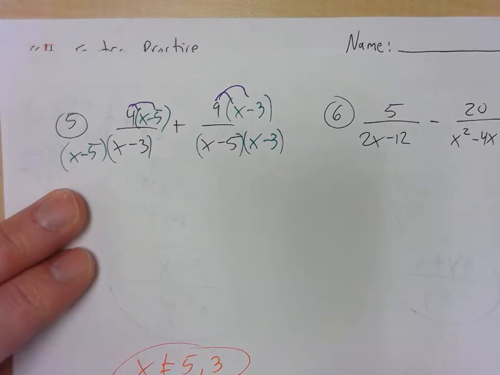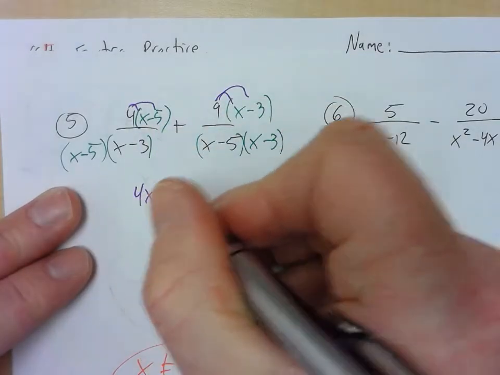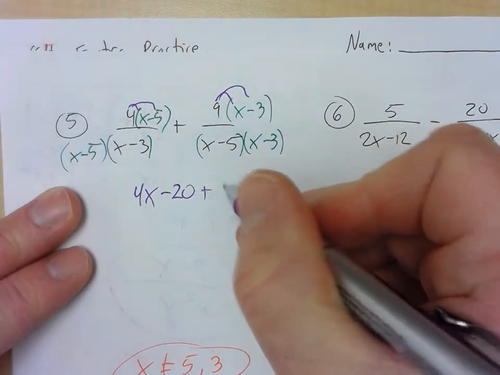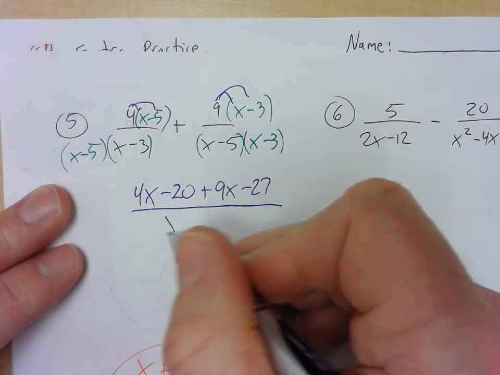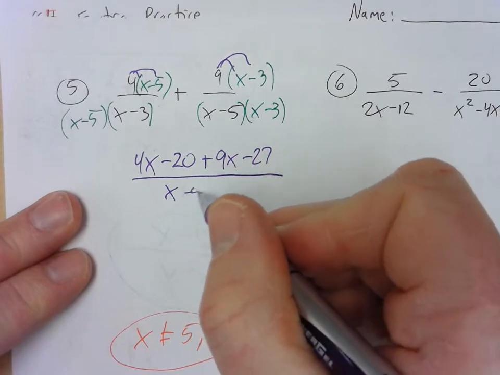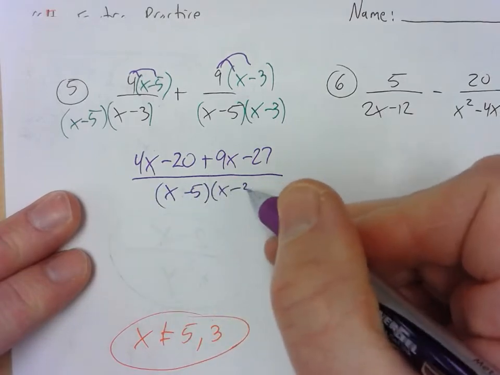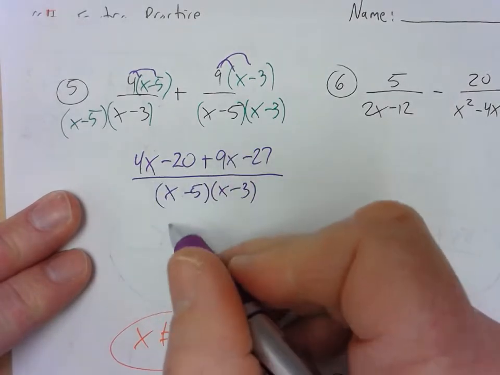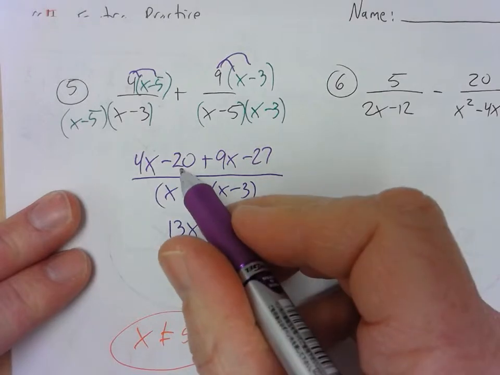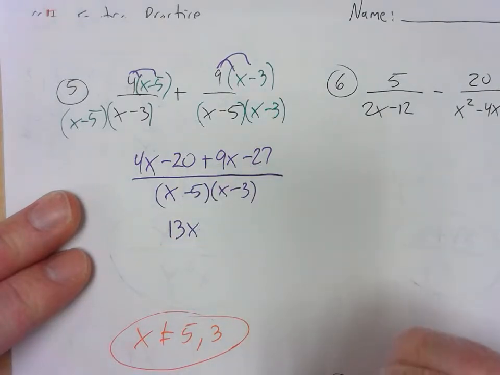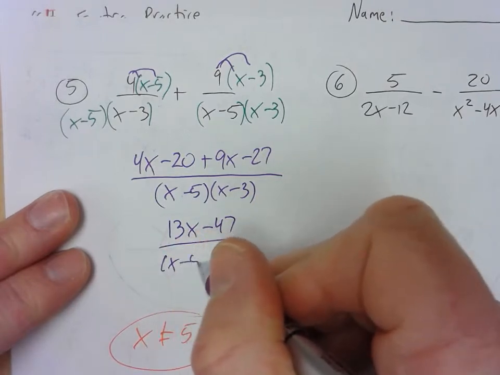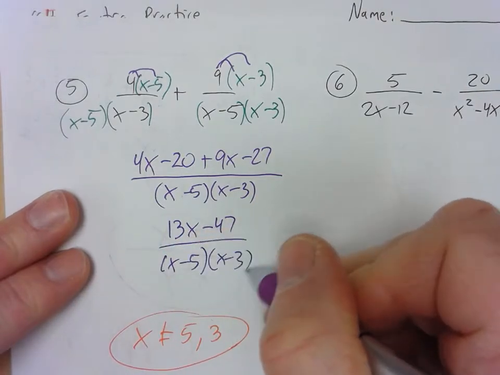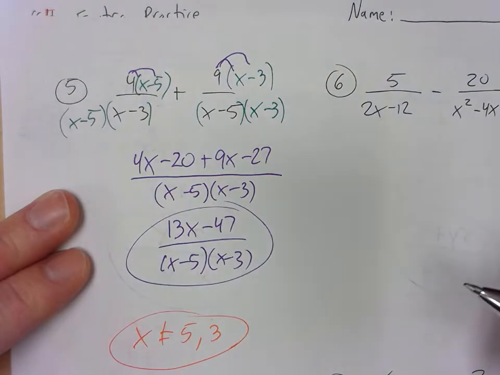Distributing: 4x minus 20 plus 9x minus 27 over the common denominator x minus 5, x minus 3. The x's go together, making 13x. You borrow 20 from the aunt and 27 from the uncle, so you owe them 47. And that's how that one goes.